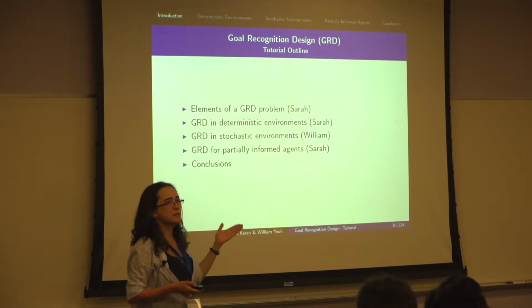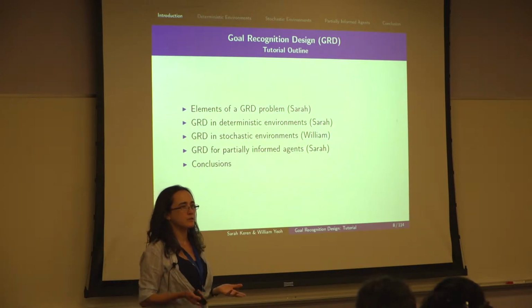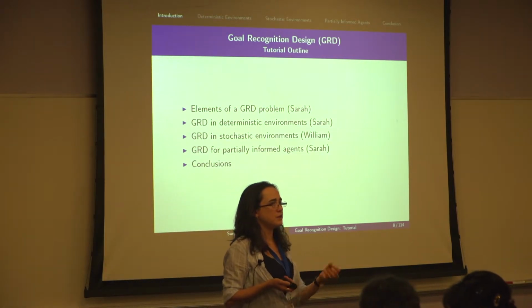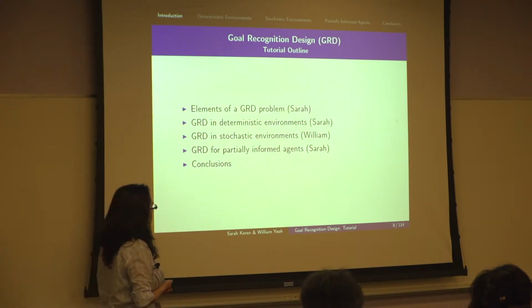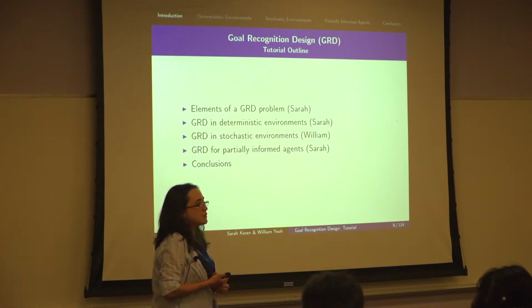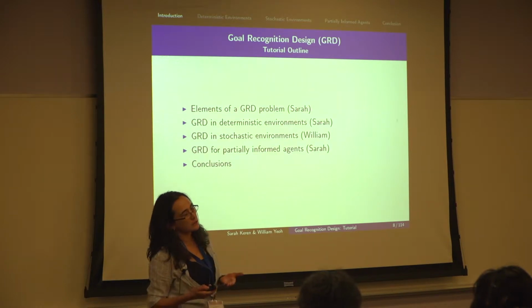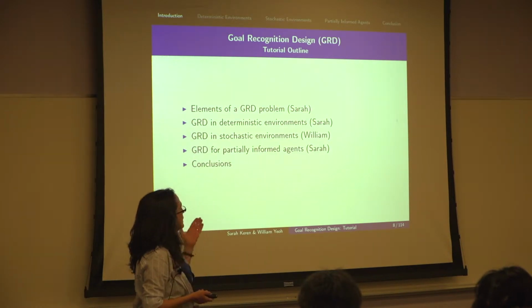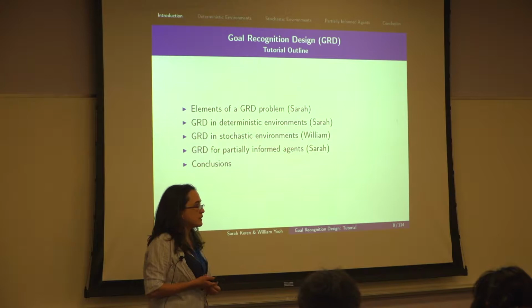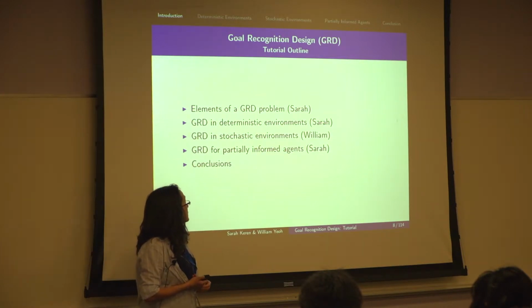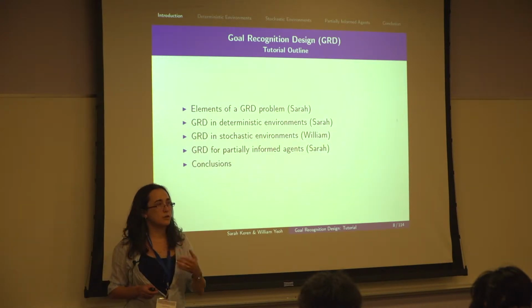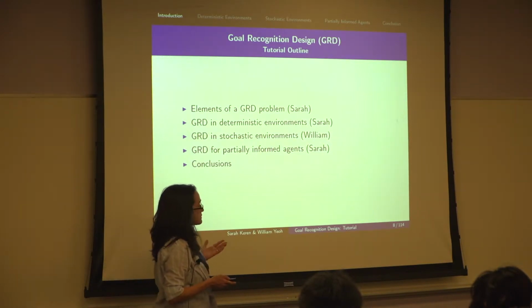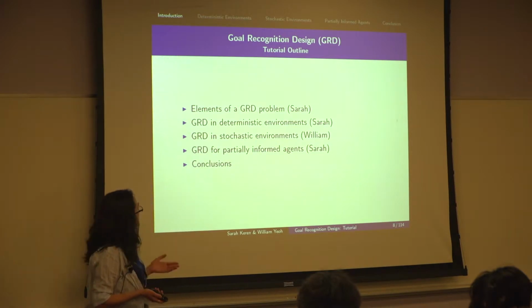Elements. So first I'm going to describe what are the elements, what is the recipe that we need to follow in order to define a goal recognition design problem. What are the characteristics of a goal recognition and a goal recognition design problem. Then I'm going to cover the work that I've done on GRD in deterministic environments. So we're going to assume classical planning models. William is going to cover stochastic models, so GRD in stochastic environments.